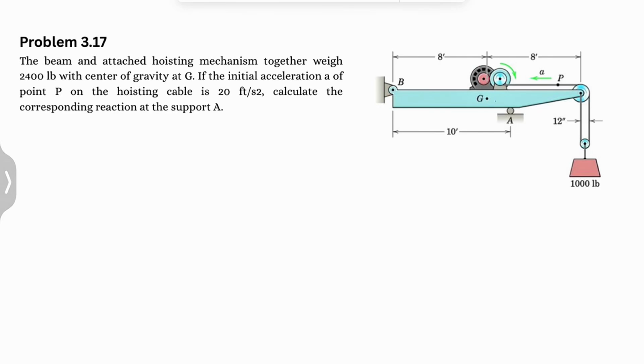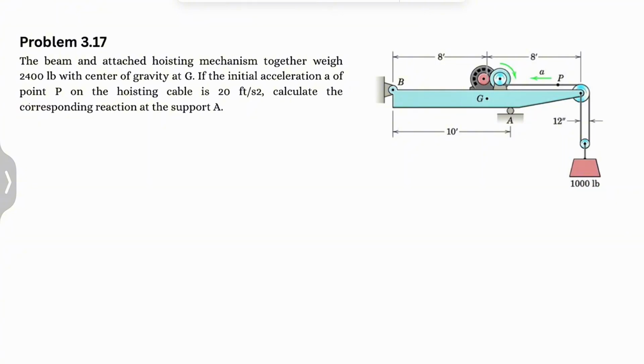Okay, so we have another dynamics question from the third chapter of Engineering Mechanics Dynamics by Meriam. The beam and the attached hoisting mechanism together weigh 2,400 pounds with the center of gravity at G. So we have the center of gravity in the figure.